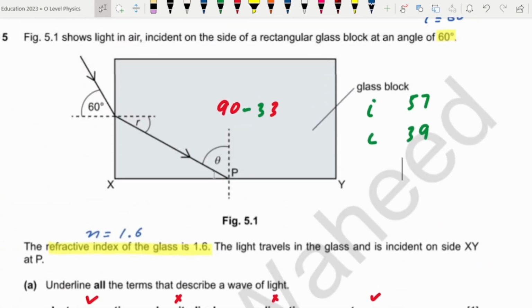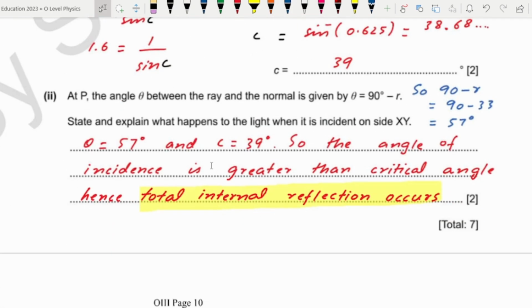Yeah, 39. Your angle of incidence is greater than the critical angle, and the light is entering from the glass to here. These are the two conditions which are being satisfied, and if these two conditions are satisfied, we get the process that we know as total internal reflection. So the ray of light would be reflected back into the glass. It won't be coming out of the glass.